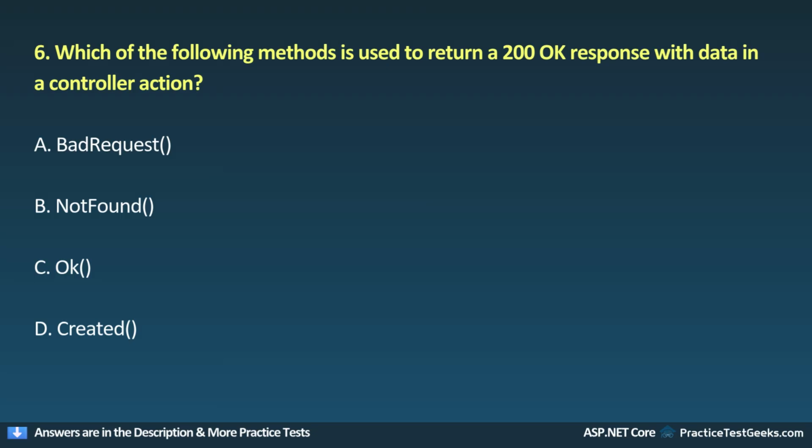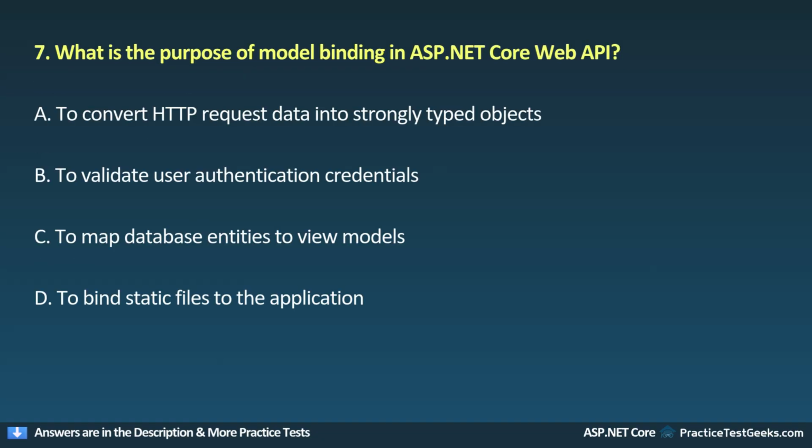6. Which of the following methods is used to return a 200 OK response with data in a controller action? A. BadRequest. B. NotFound. C. Ok. D. Created. 7. What is the purpose of model binding in ASP.NET Core Web API?